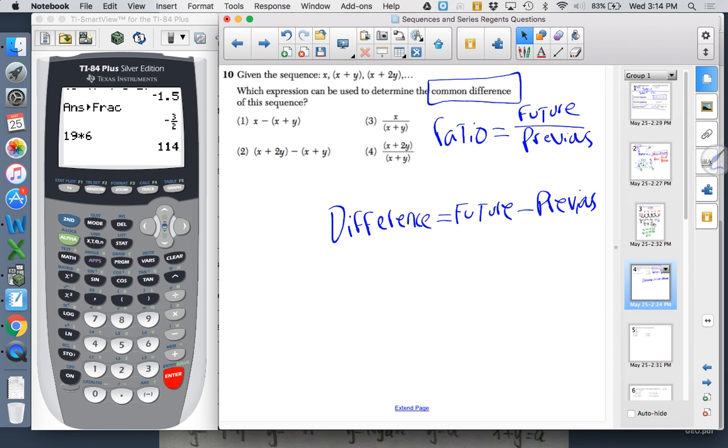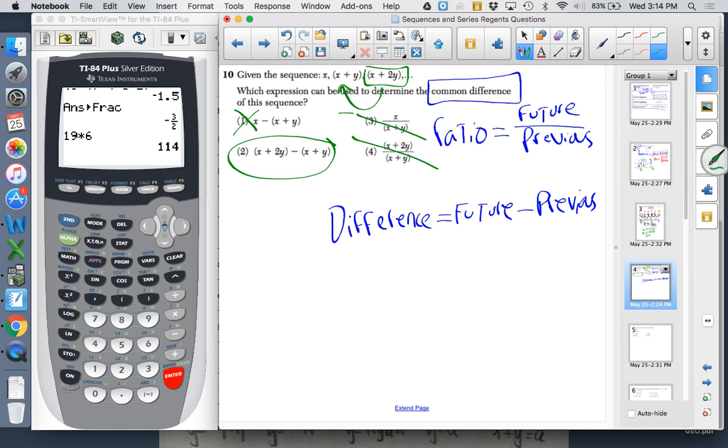So here's the thing, when I'm looking at this sequence, if I start at x, what's the previous term from x? Oh, that's right, I have no idea. So I'm not going to do that one. This one starts with x, so I'm going to rule that choice out. If I start at x plus y, though, I'd want to be subtracting x. I don't see that here. And if I move finally to the third term, x plus 2y, I would want to subtract x plus y. That's our choice right here. Really, choices 3 and 4 were a common ratio. So as soon as you recognize those don't have a difference in them, scratch them out.